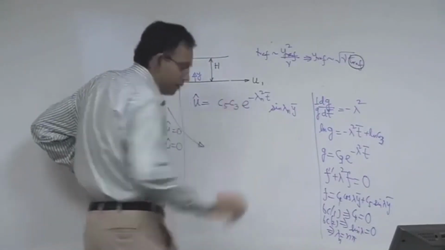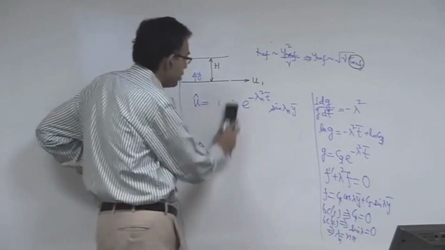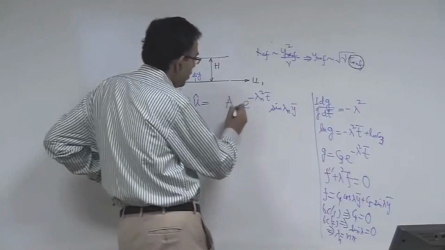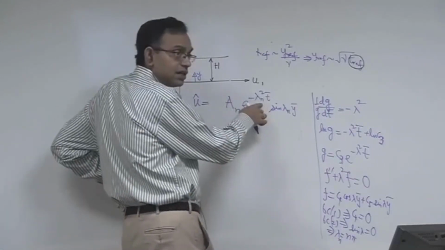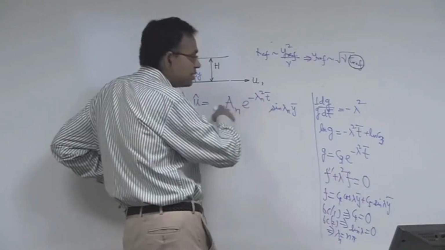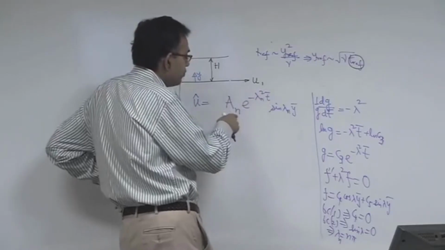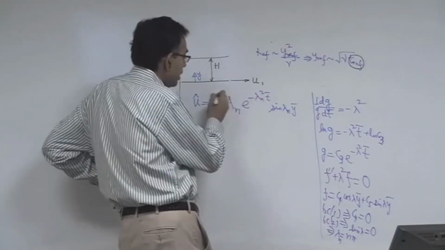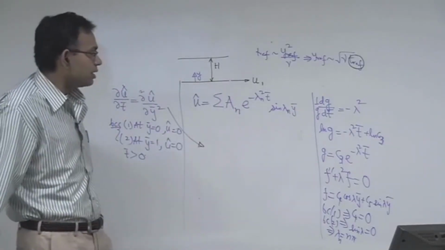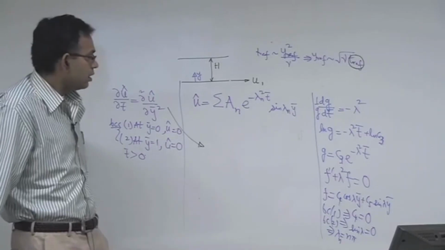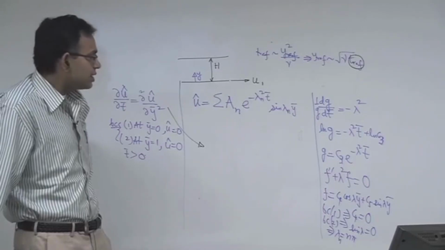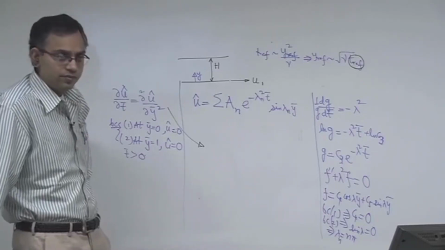First we can replace this C5 C3 with a constant, just a name A, and give it a subscript n, because that constant is different for different n's. Because it is a linear problem, the resultant solution is a linear superposition of solutions for all possible values of n, that makes it sigma A_n e to the power minus lambda n square t sin lambda n y. How do we find out A_n? That is the only question that remains to be addressed to solve this problem.